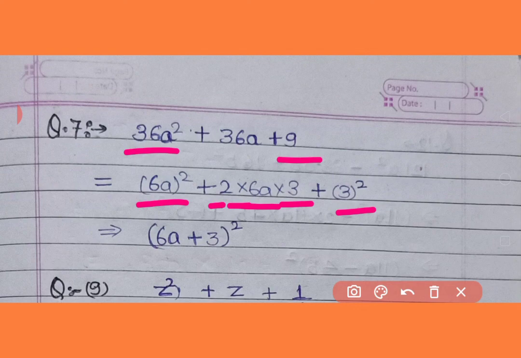So it can be written in the form of 2 multiplied by 6a multiplied by 3. Now easily we can say that this is in the form of a plus b whole square, where a is determined as 6a and b is determined as 3. So whenever we factorize it, it will be in the simplest form: 6a plus 3 whole square.